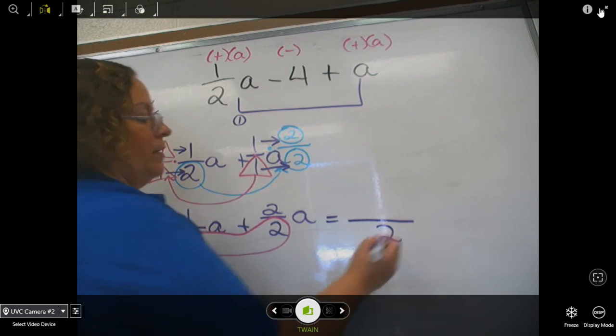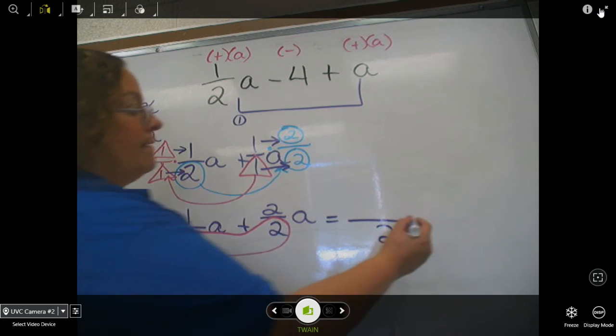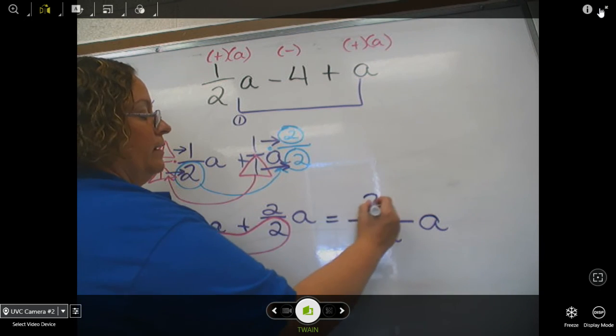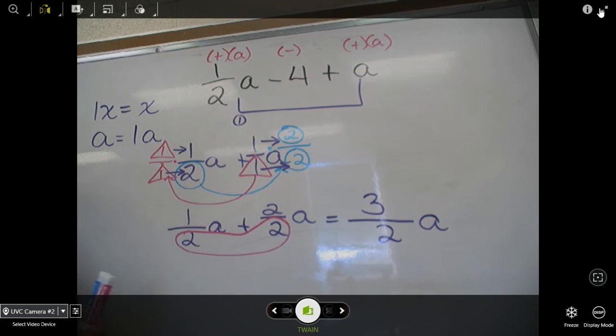So bring it over here. My denominator is going to be 2. Now I have an A. Now we add our numerators. What's 1 plus 2? 3. Can I leave it as an improper fraction? Absolutely not.